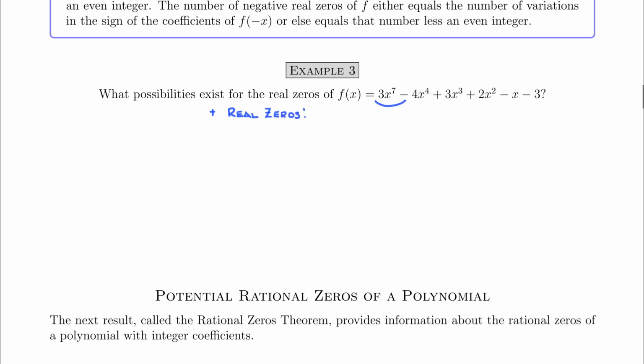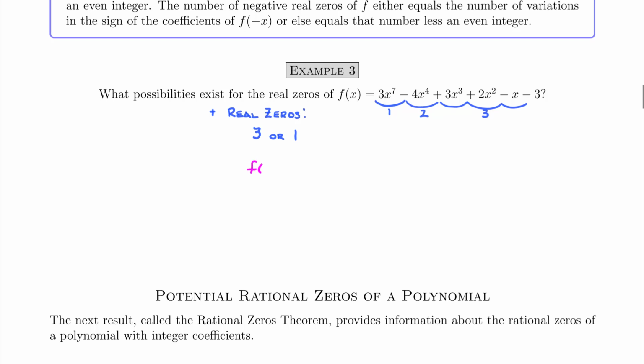And we go from positive to negative, so there's 1. Negative to positive is 2. Positive to negative is 3. And we have 3 sign changes. So we have 3. We can reduce that by 2 to get to 1. So we have 3 or 1 positive real zeros.